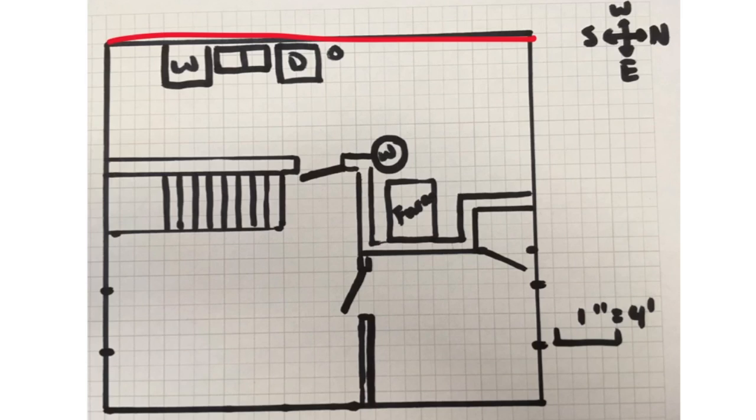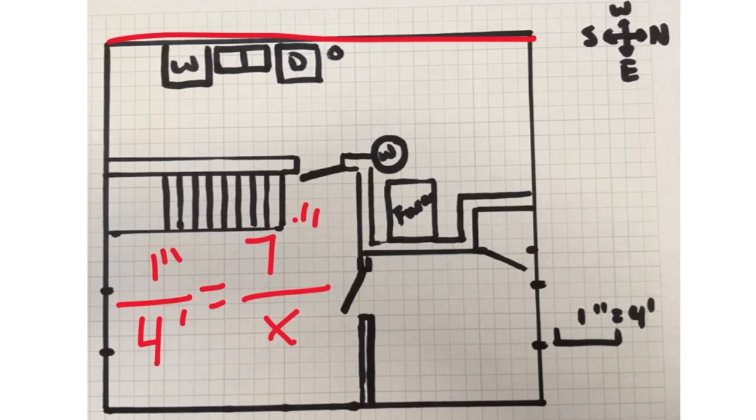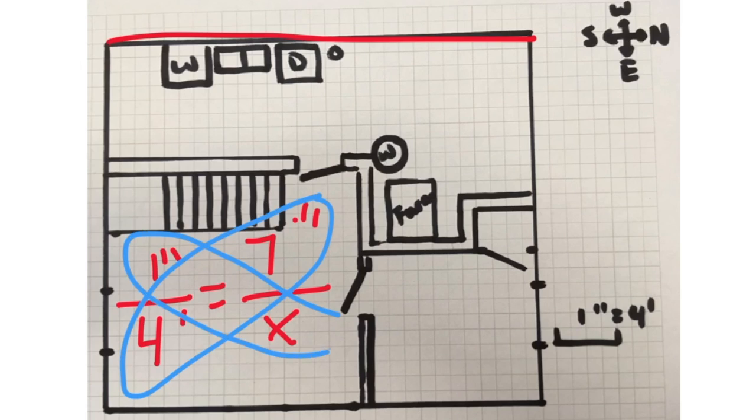So I would set up the proportion. The drawing is 1 inch to 4 feet in real life. The basement's 7 inches long. And I want to find out what that is in real life. So one way we could do that is we could cross multiply. 1 times x is x equals 4 times 7 is 28 feet. The basement is 28 feet long.